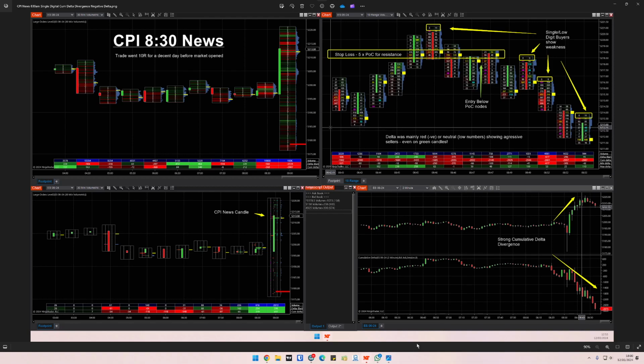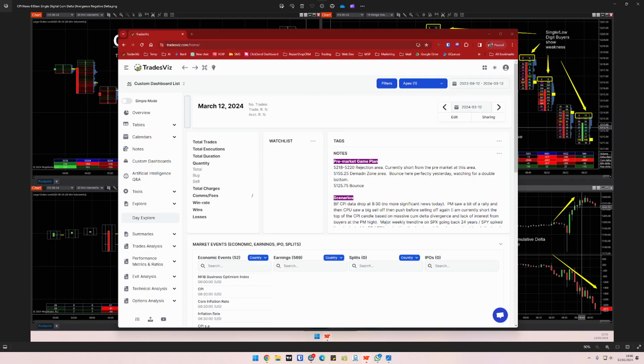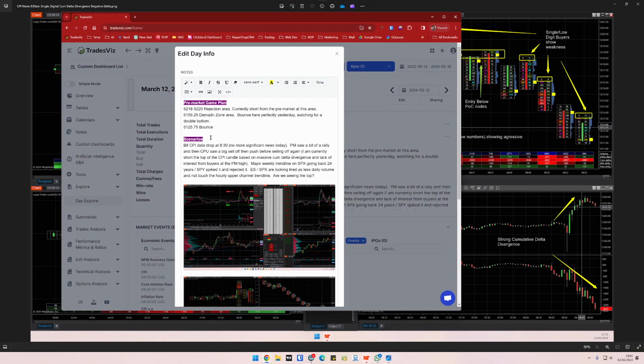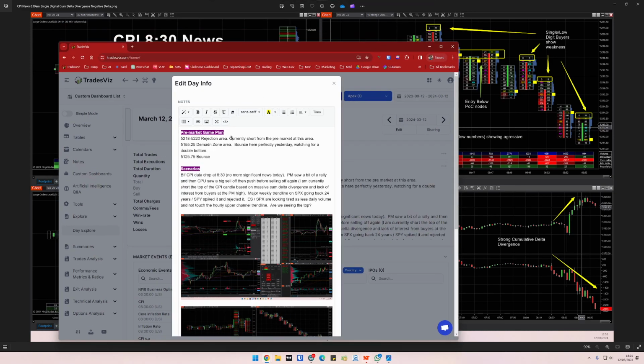And hang on, let me just grab my pre-market plan. And this is my plan from earlier. I always put my pre-market game plan in. I'm taking screenshots. I was looking at 5218, so 5218 to 5220. It's the rejection area. And I made a note that I'm currently short from this market, pre-market.